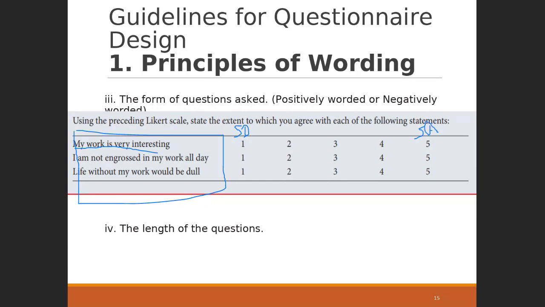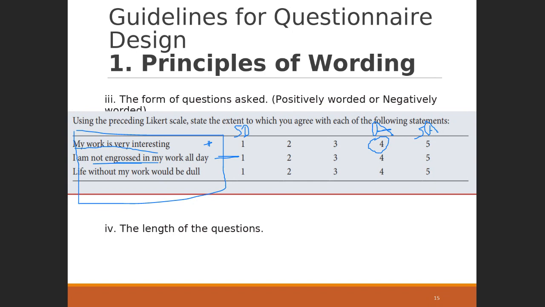So for instance, if I find my job pretty interesting, and I'm involved in my job and I like my job, I will say yes, I agree that I like my job, I find my work very interesting. Now, in the second question, it is asked, I am not engrossed in my work all day. Now, this is a negatively worded question. The first question is positively worded, but the second question is negatively worded.